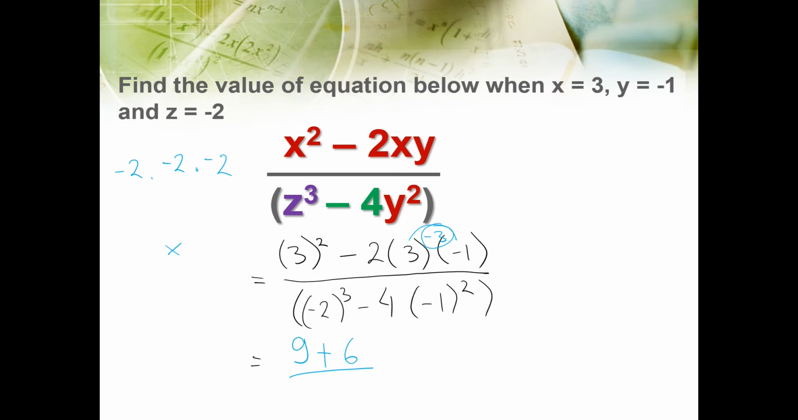Whether this is X or times? Yeah. So usually we just use the symbol of multiplication with the dot like this. Okay.